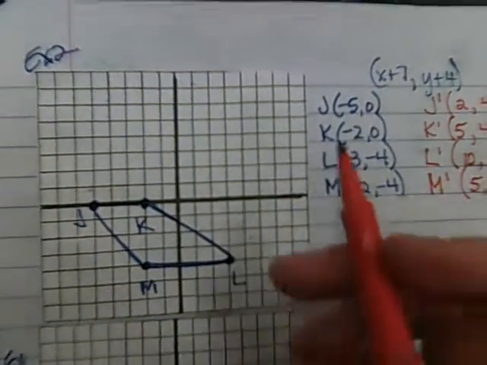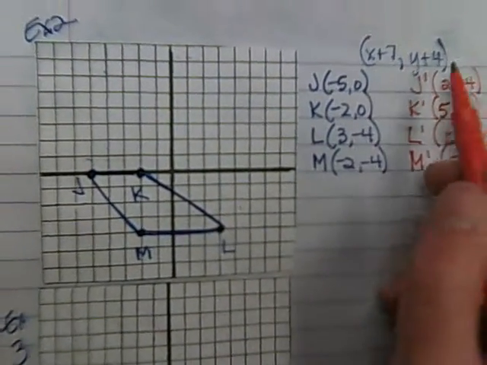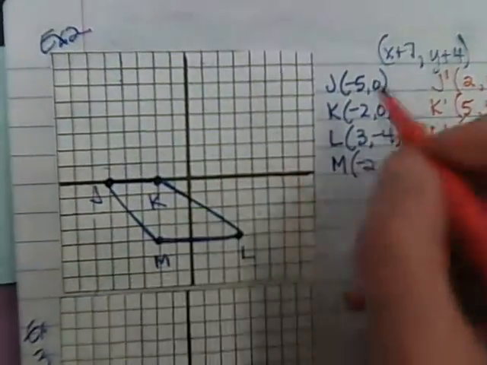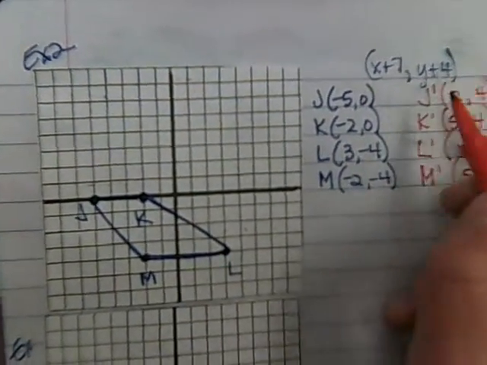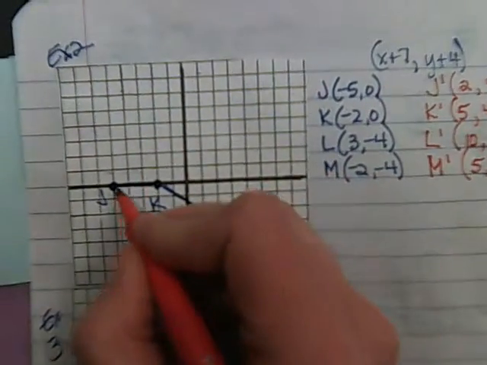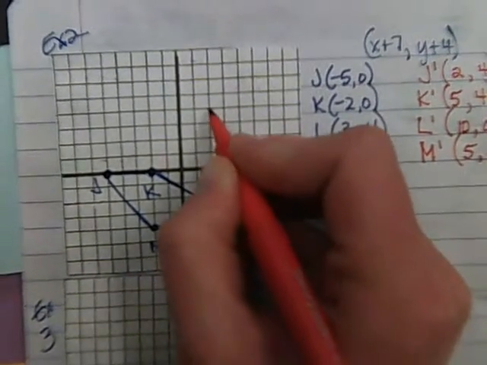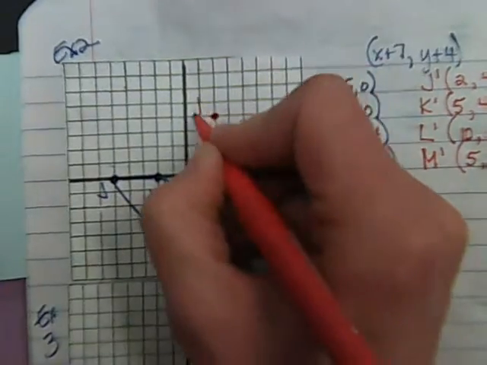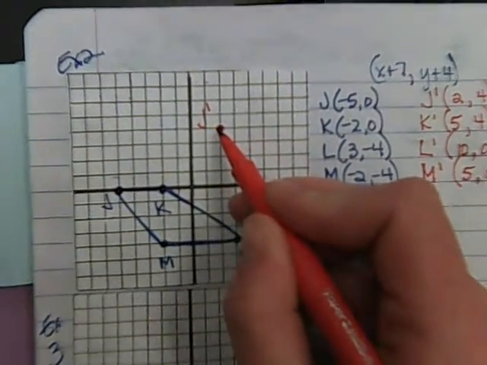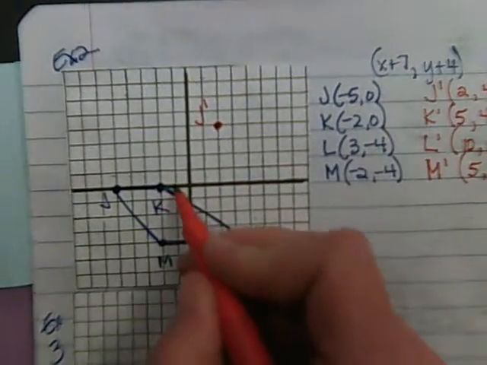All right, so now I'm supposed to take all of my points and add 7, which means move right 7, and add 4, which means up 4. Notice my X is my left and right movement, and my Y is my up and down movement. So here's J. I'm supposed to go right 7 and up 4. So there's J prime. If I check it, it's supposed to be 2, 4. It is. Now K, right 7, up 4.